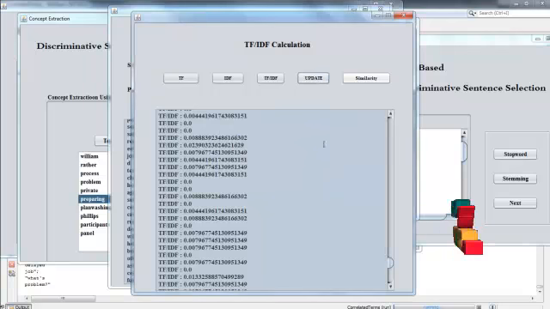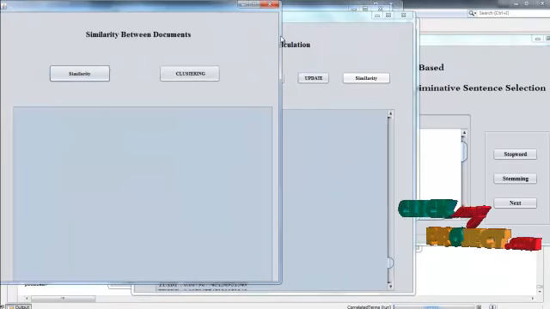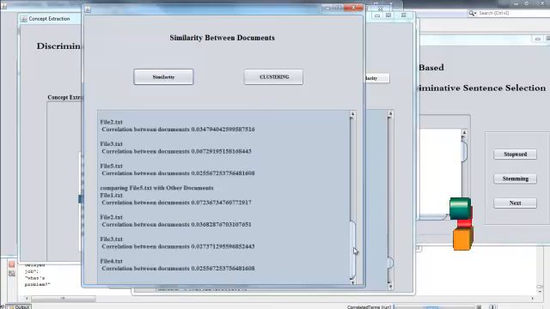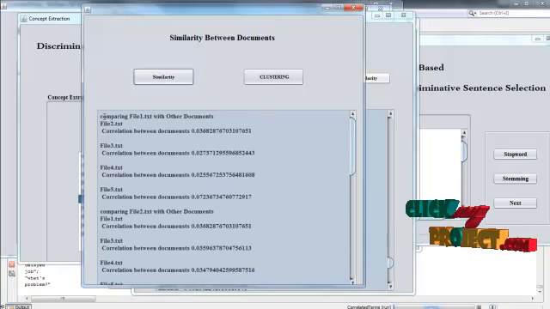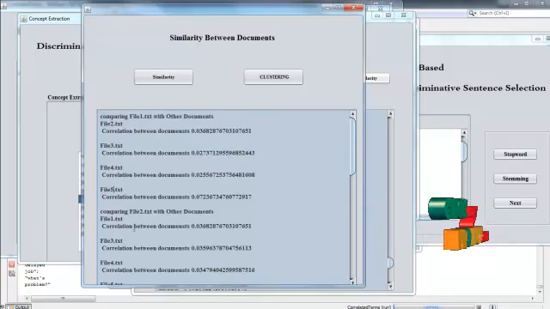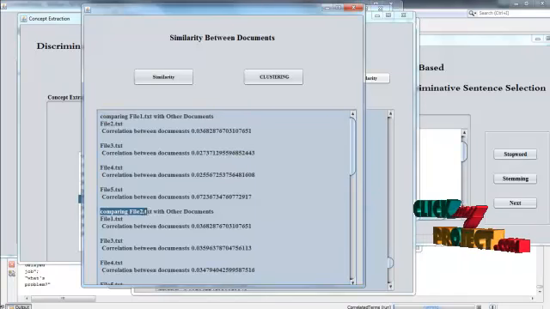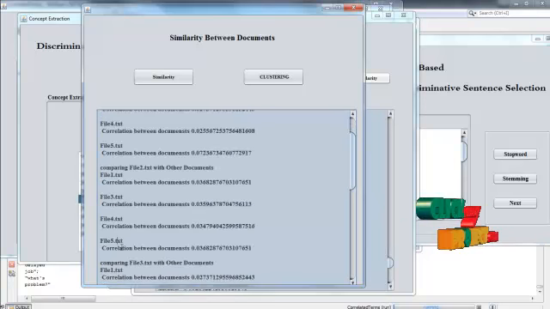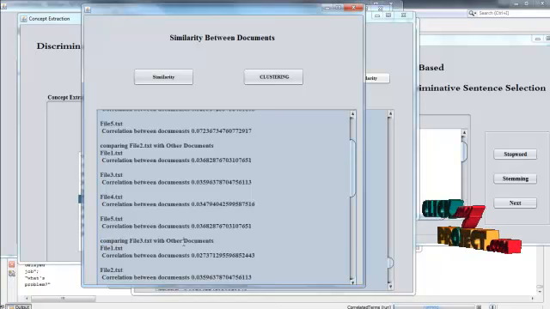Next we are going to find the similarity for each document. Here we are going to compare with the other documents. File 1 compares with 2, 3, 4, 5 and file 2 compares with 1, 3, 4, 5. Like that, all the documents are compared with one another. By using this we can obtain the similarities between documents.